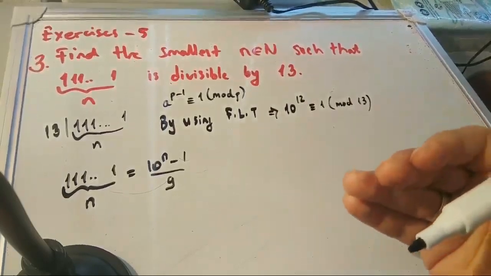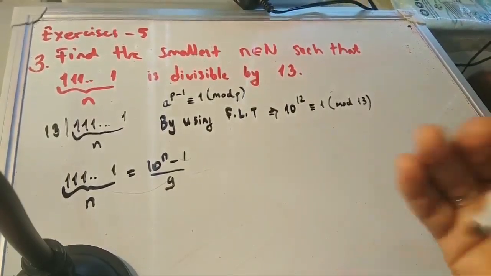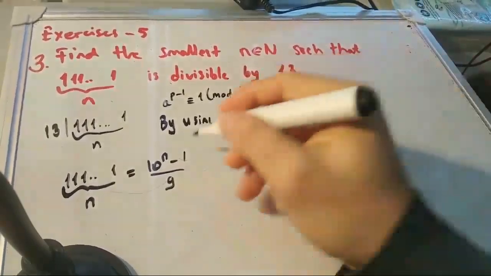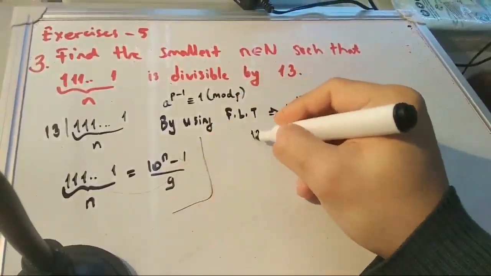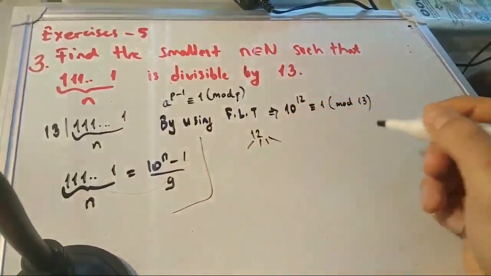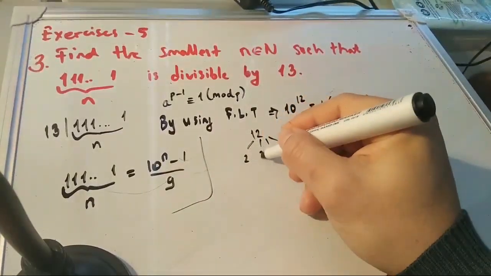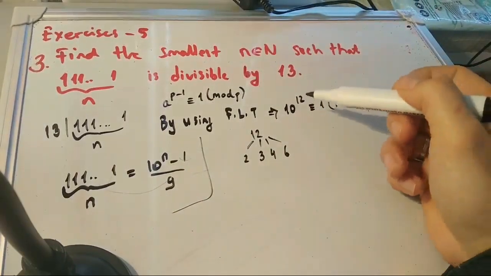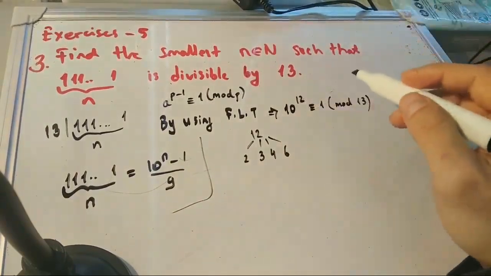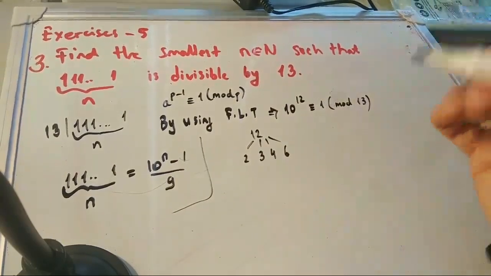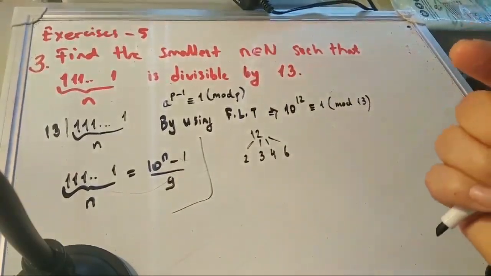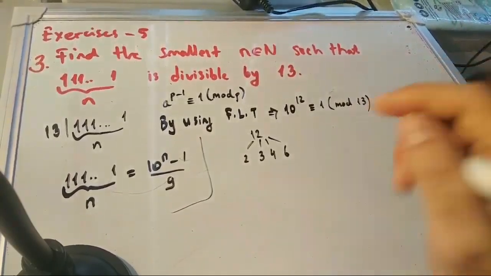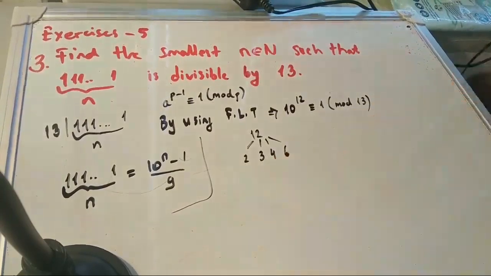In this case, we have to find divisors of 12. And after that, for each divisor of 12, we have to check it. For example, the factors of 12 are 2, 3, 4, and 6. We got 12, okay, no problem. 10 to the power of 12 divided by 13 has remainder 1, but is 12 the smallest? We have to control it. So how can we figure out? By finding divisors of 12.